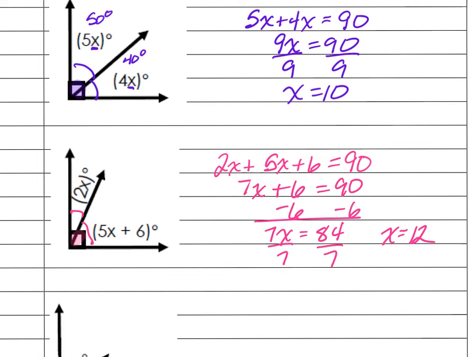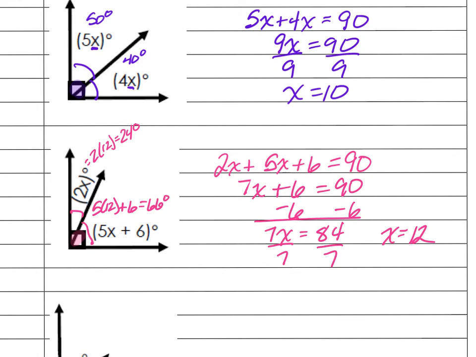And now to find my angle measures, how much the angle is. I know that the directions didn't tell me to find it, but some directions will. They'll say solve for x and then find the measure of the angle. So let's just go ahead and do it so you know what we're doing. So for this angle, I'm going to do 2 times 12, which equals 24 degrees. And for this angle, I'm going to do 5 times 12 plus 6. Well, 5 times 12 is 60, plus 6 is 66 degrees.